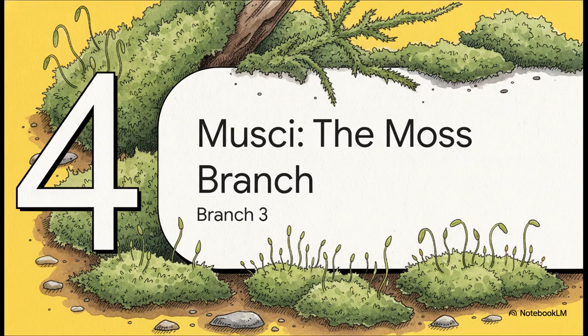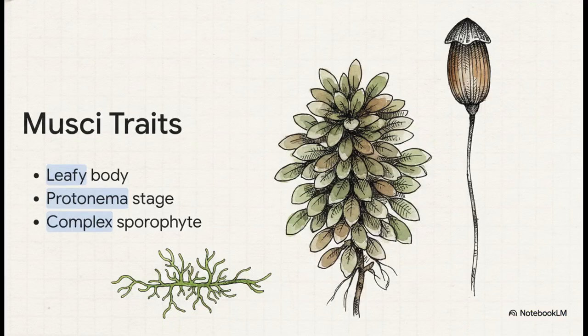Which brings us to part 4. Musci, the moss branch, our third and final branch. Talk about a stark contrast. Watson defines the mosses by three completely different parameters.